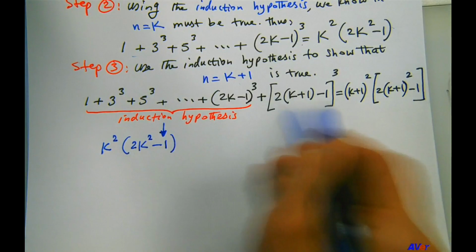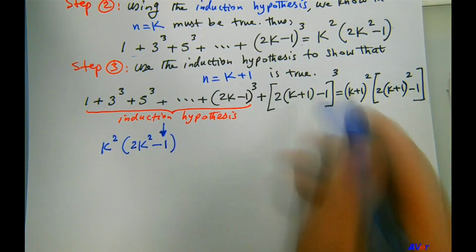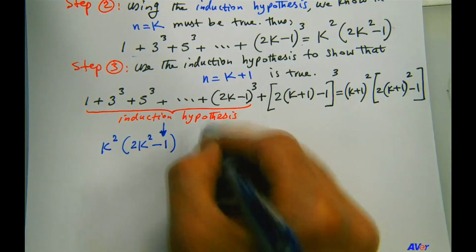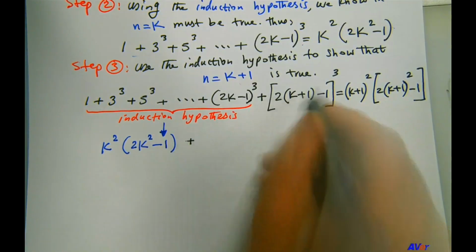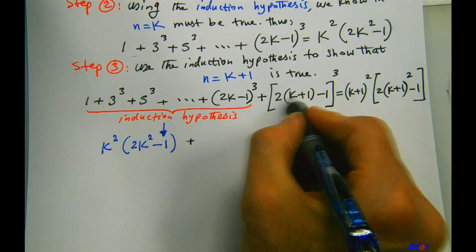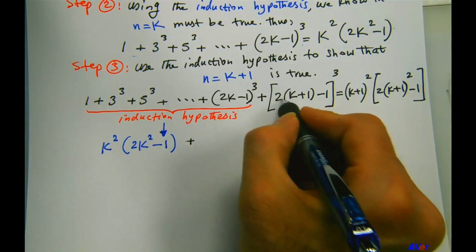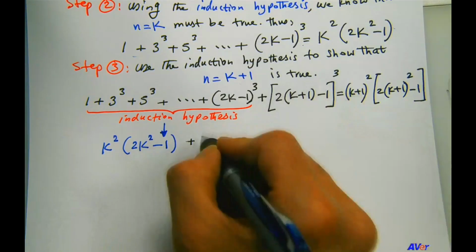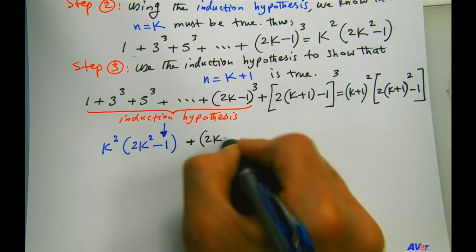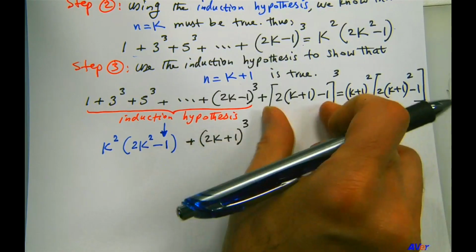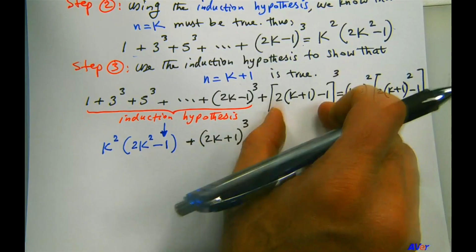Now I'm going to add this piece. Okay, so plus, let's simplify it as we write it here. So 2k, if you distribute the 2 into this, you get 2k plus 2, and then minus 1, you get 2k plus 1 cubed, right? So plus 2k plus 1 cubed. So this is the simplified version of that piece, okay?